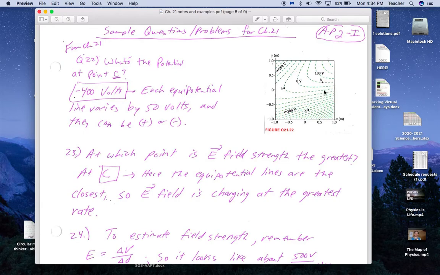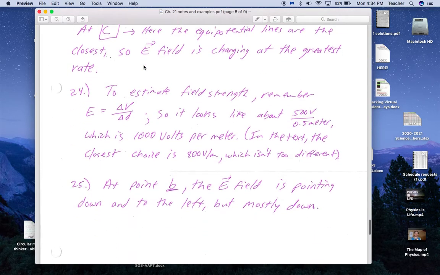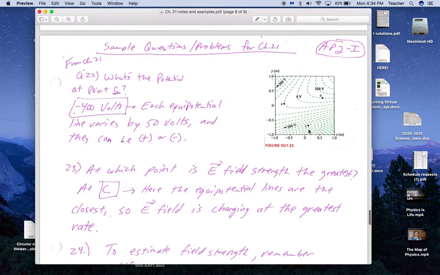And then if you go over here, so this goes 150, 0. This would now be negative 50, negative 100, negative 150, negative 200, negative 250, and then you can see negative 300. So we're getting very negative in terms of our voltage down here. Questions 22 through 25 are asking questions about this diagram.